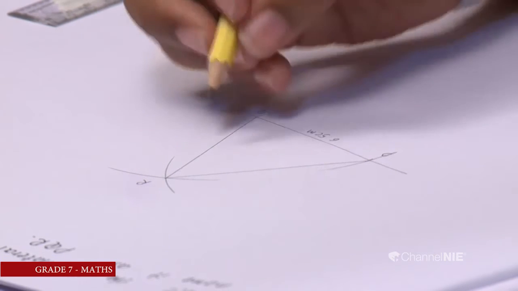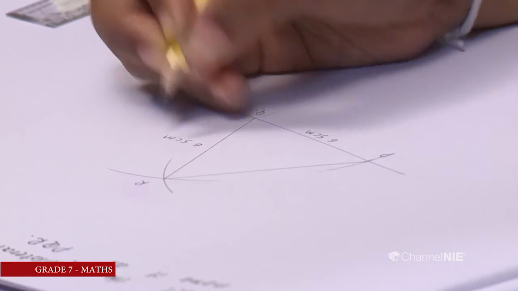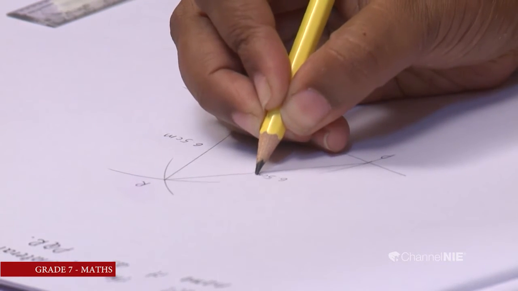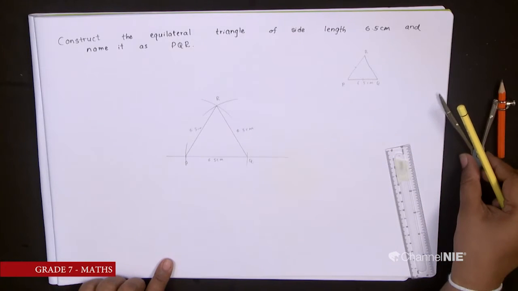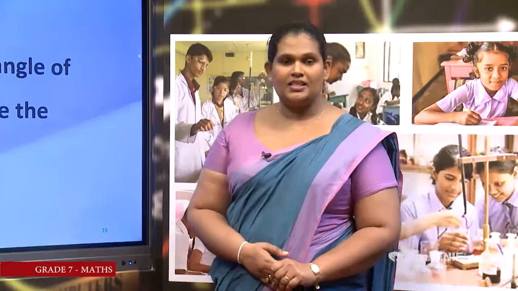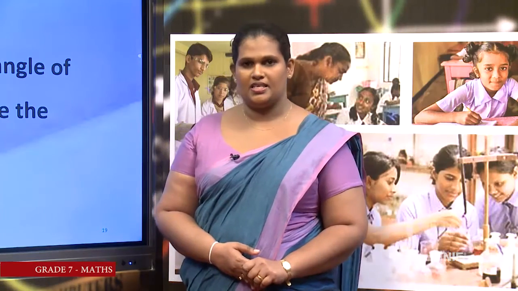I will write their length also. This is 6.5 centimeters. PR is also 6.5 centimeters. Now, we have completely constructed the equilateral triangle PQR. Right. That is how to construct an equilateral triangle.